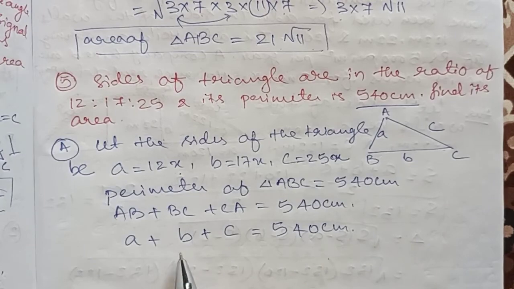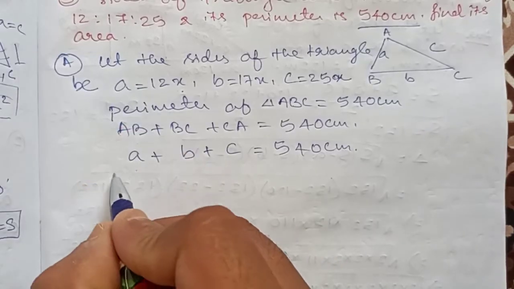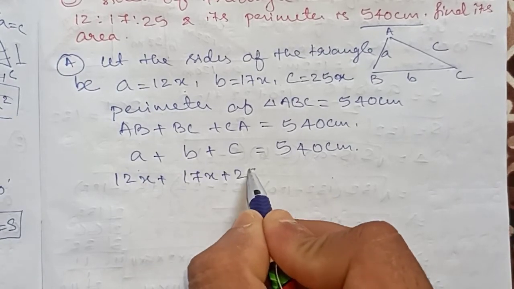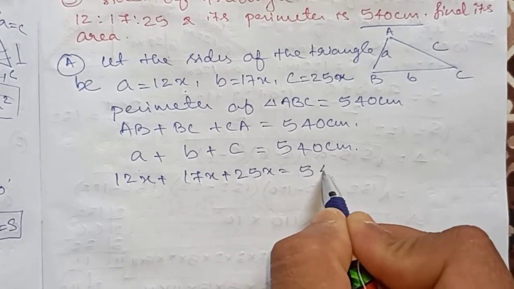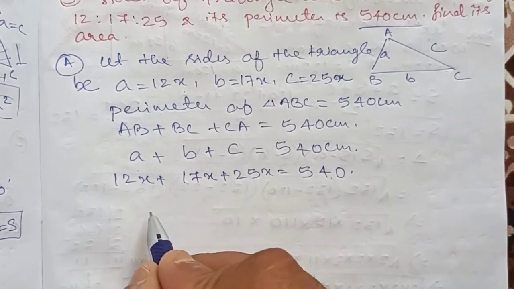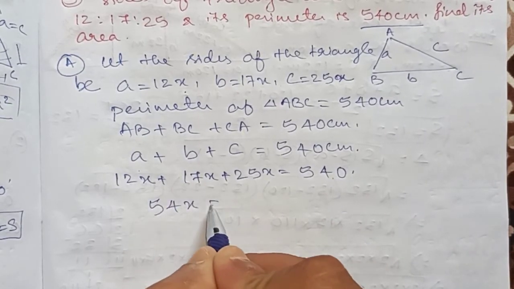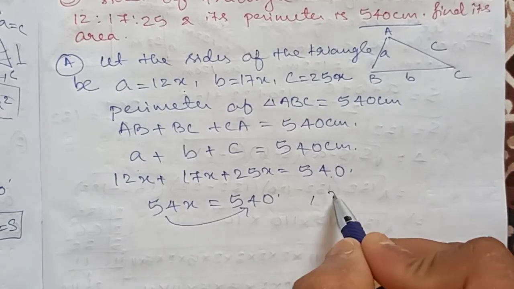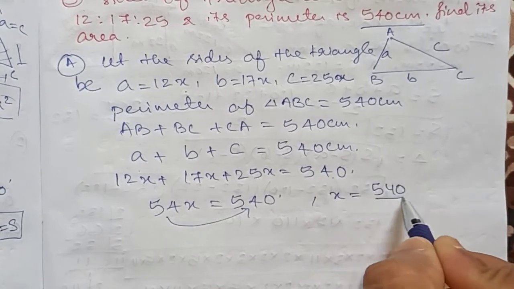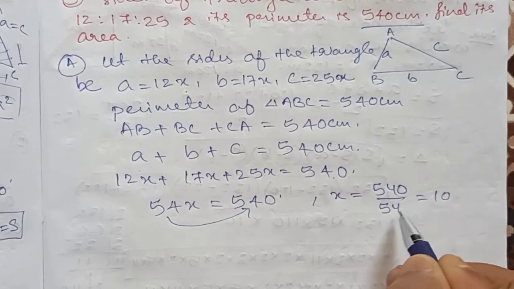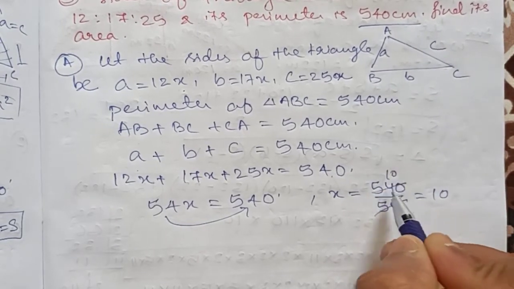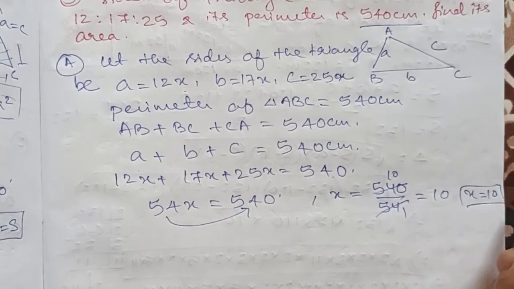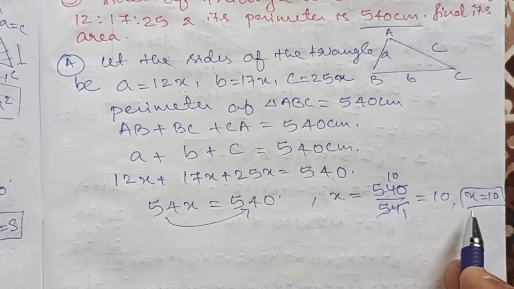Now we will substitute the value of A, B, C. A is 12x, B is 17x, C is 25x equals to 540. When we add all, we will get 54x equals to 540. Now divide by 54 here. You will get x equals to 540 by 54, that is 10. 54 ones are 54, tens are 540. So the value of x we got is 10 here.